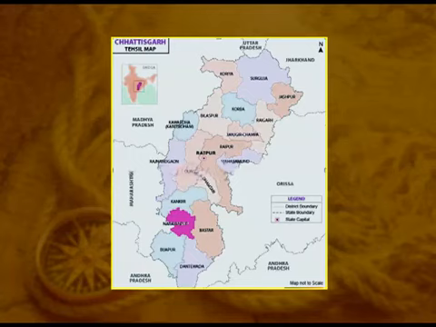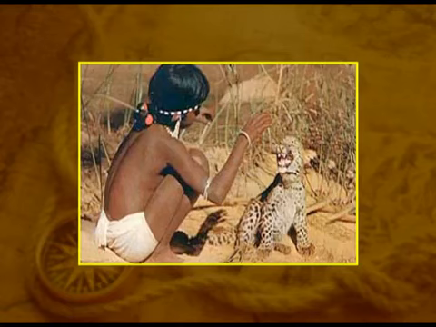Abujhmad district is in Narayanpur. He lives in the forest with very few huts around. His body is barely covered with clothes. Here in this picture, a young tribal boy is seen playing with a wild animal. He carries an axe and wanders in the forest. This tribe practices shifting agriculture.